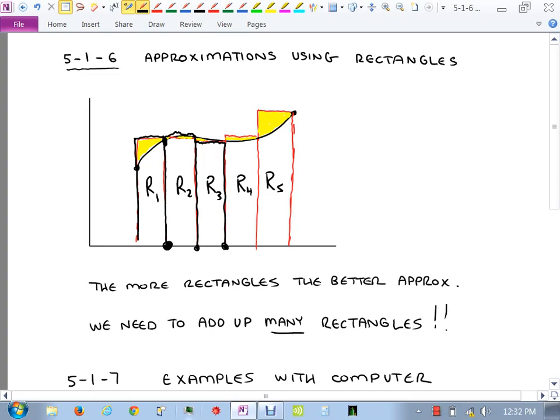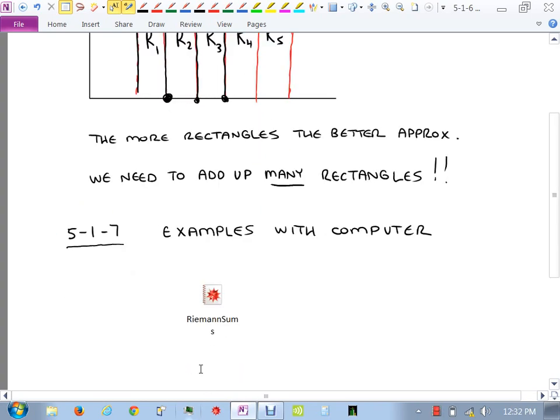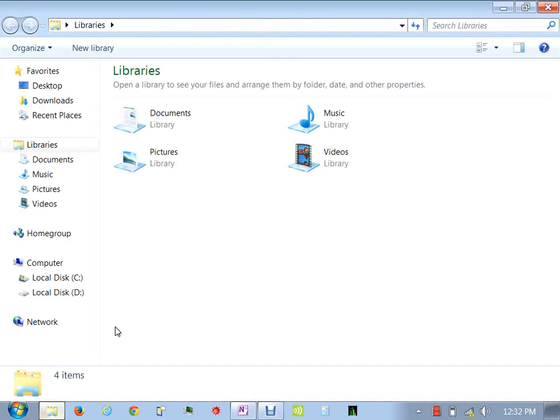But does everyone agree that the more rectangles we have, the better your approximation is going to be? Yes? Okay. We need to add up many rectangles. That's our task. We have to be able to find a way to systematically add up 10 rectangles, 100, 1,000, 1,000,000, infinitely many. So let me show you with the computer how this could be done.